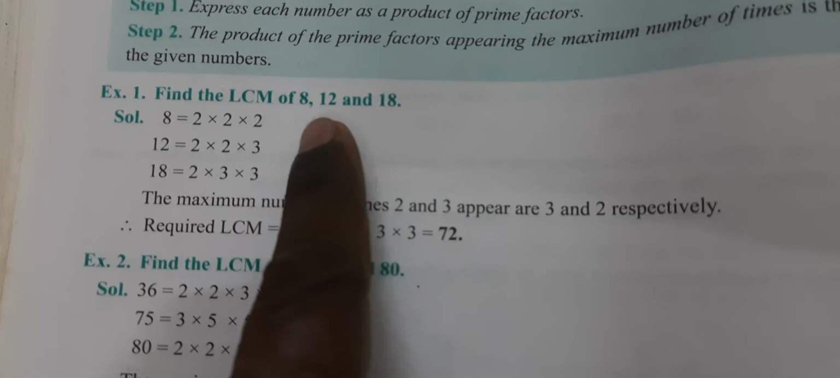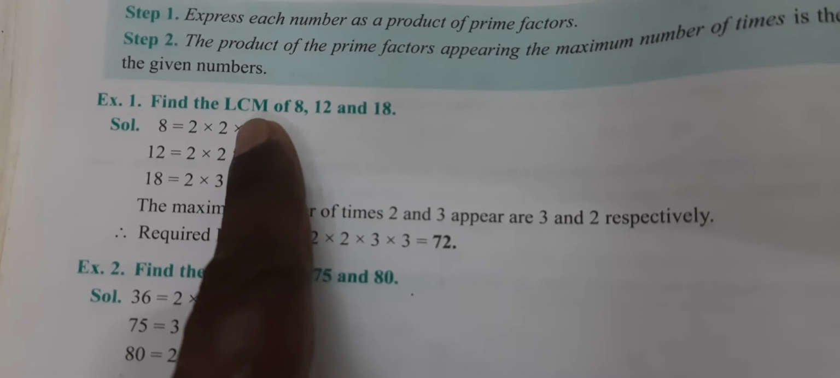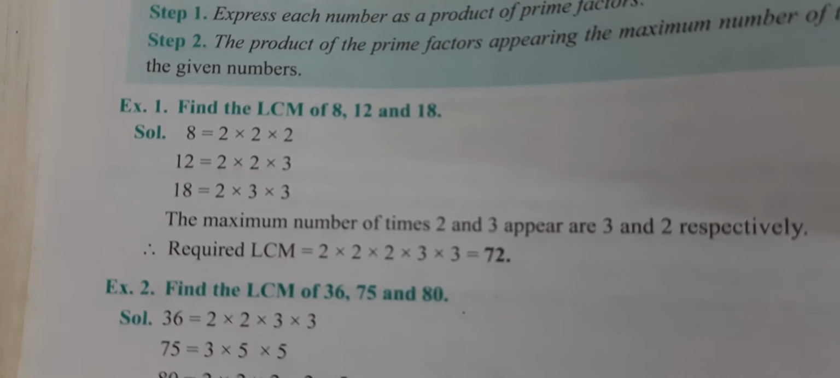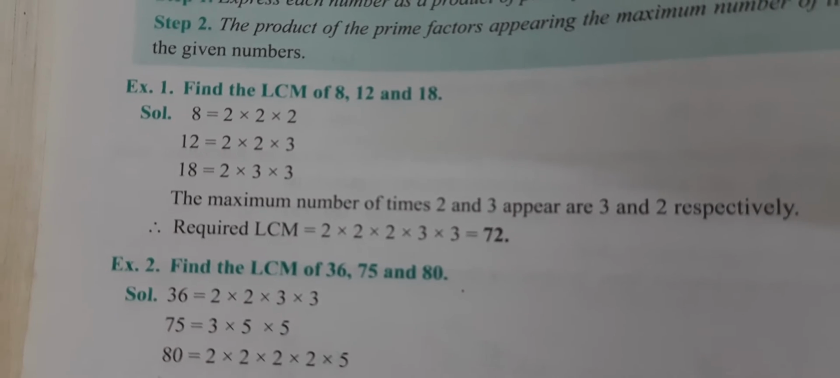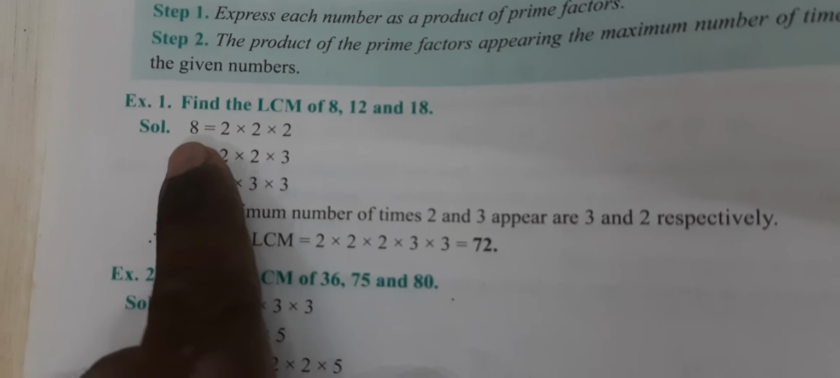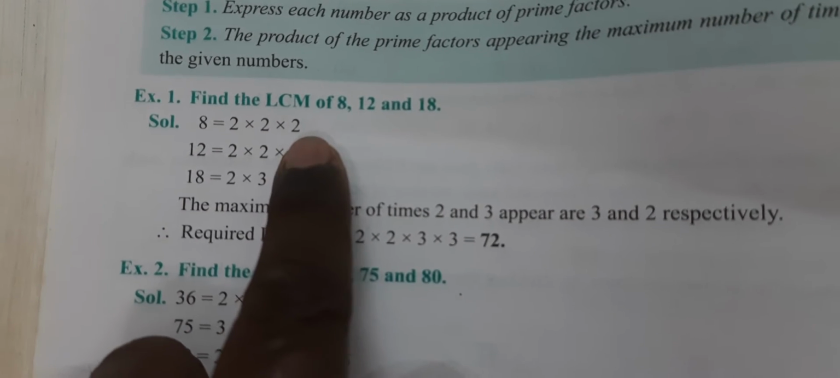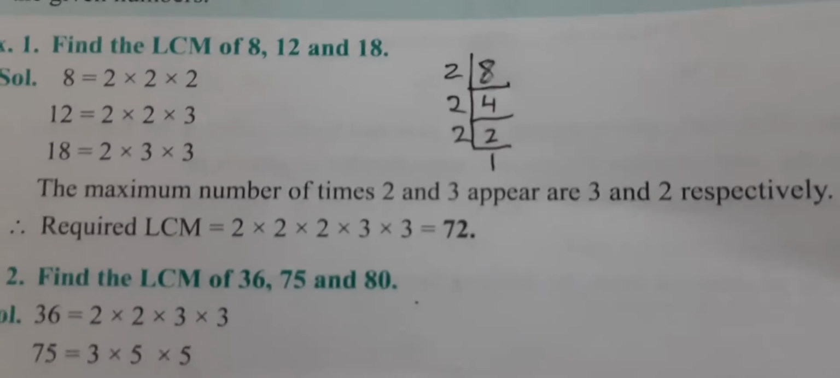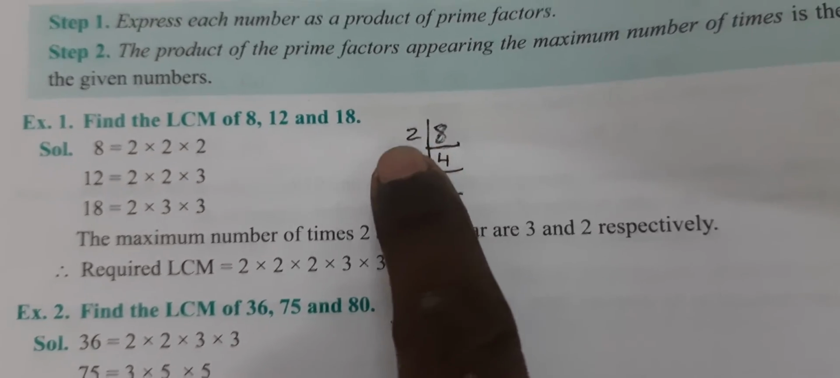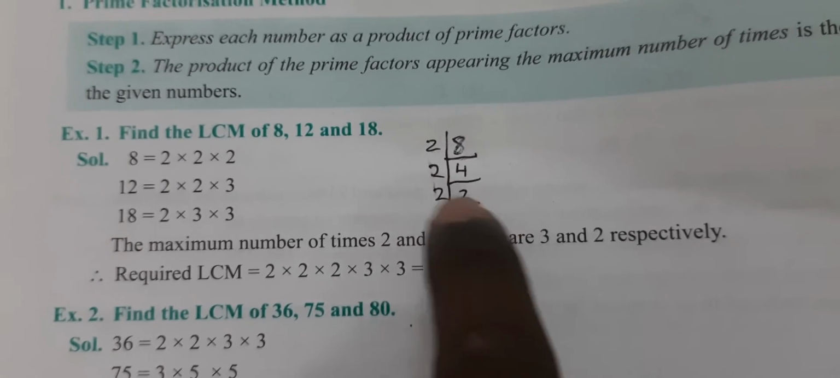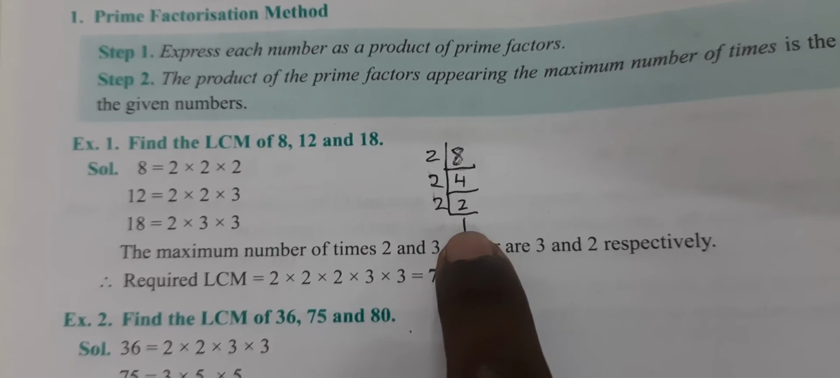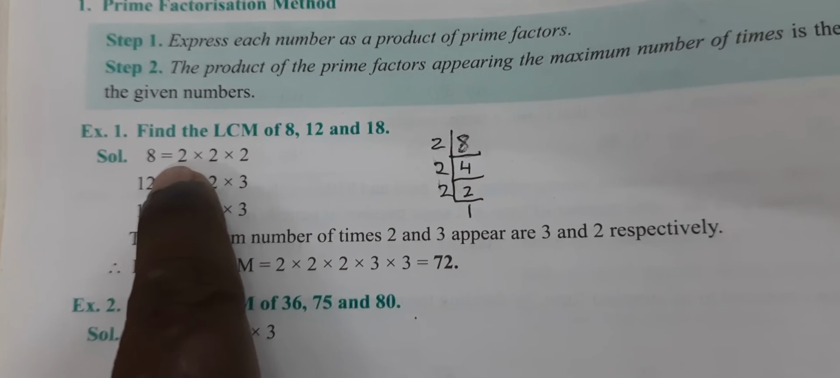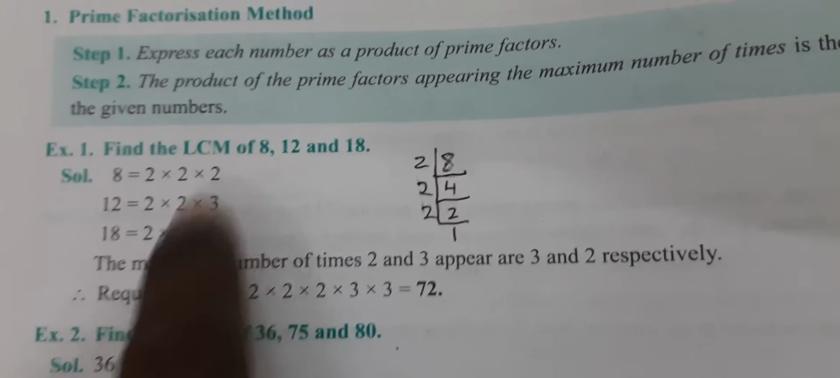Now we have 3 numbers and we have been asked to find the LCM of these 3 numbers. So just like in finding HCF, we used prime factorization, for this also we will find prime factorization. So prime factors of 8 are here done for you. 2 fours are 8, 2 twos are 4, 2 ones are 2. The moment you get 1, we stop. So 2 into 2 into 2. So here prime factors of 8 are 2 into 2 into 2.